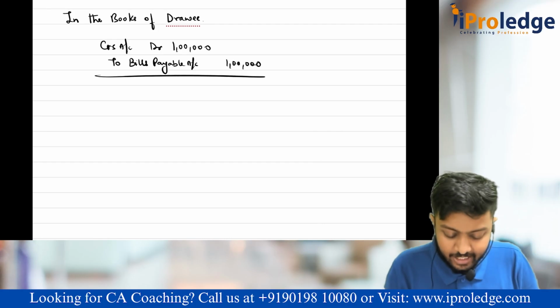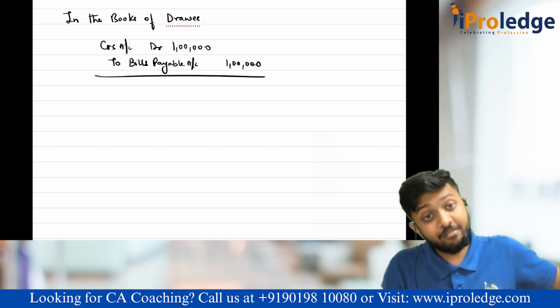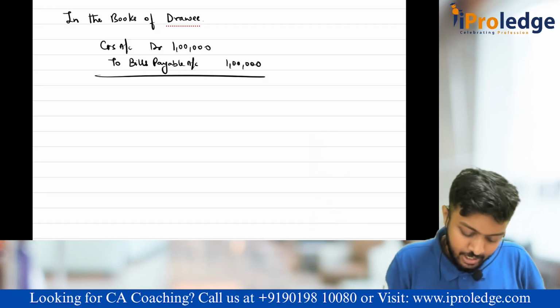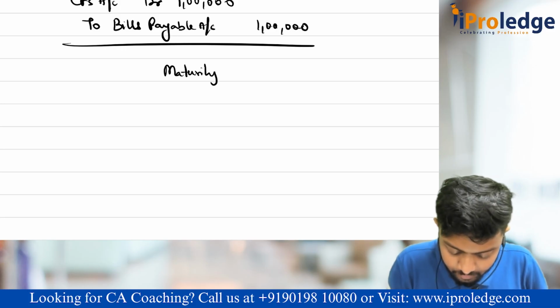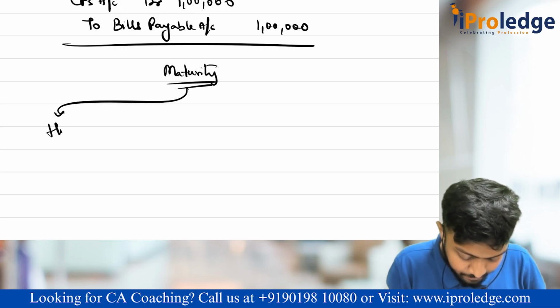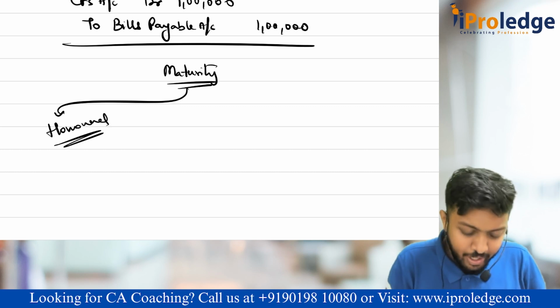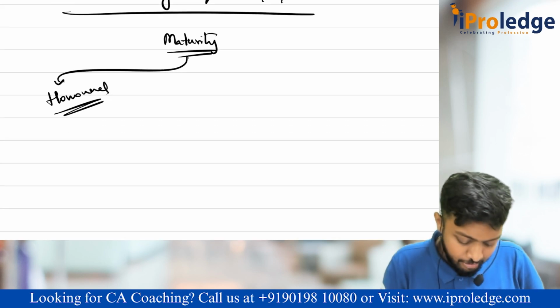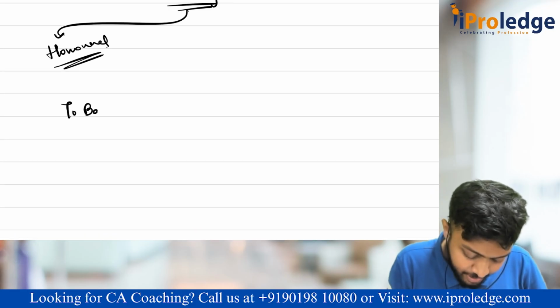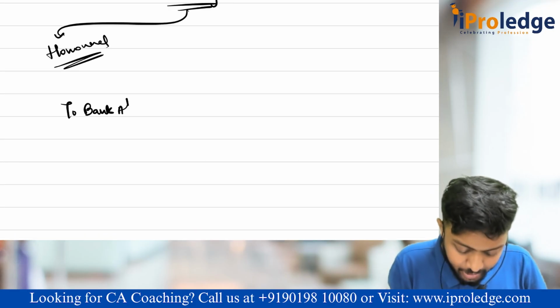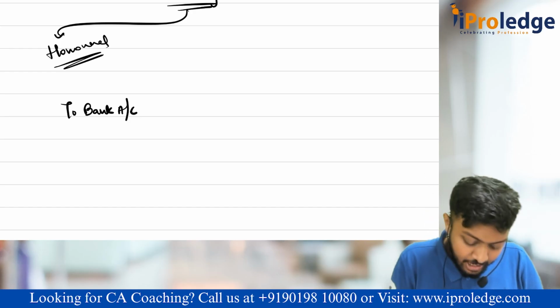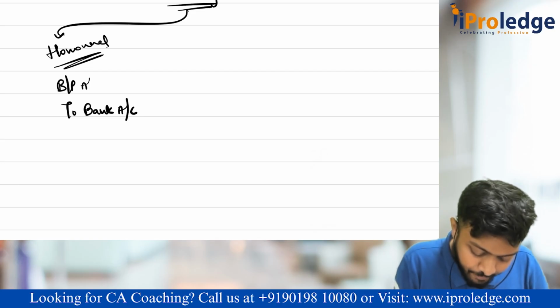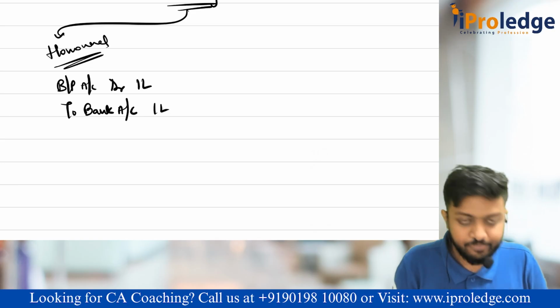Then what will you do? Then there are three possibilities. The drawer would have held the bill till the maturity. If the bill is held till the maturity, the first one, it can get honored. If the bill is honored, then what is happening in drawee's books? Money is going out of the bank account, asset decreasing, credit. And what else is decreasing? Your bills payable liability, which was there, is decreasing, liability decreasing, debit. So bills payable account debit to bank account, 1 lakh, 1 lakh.